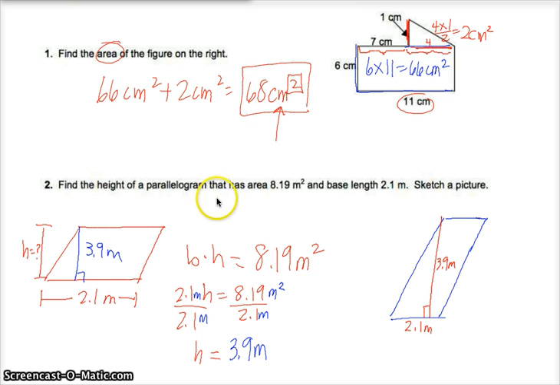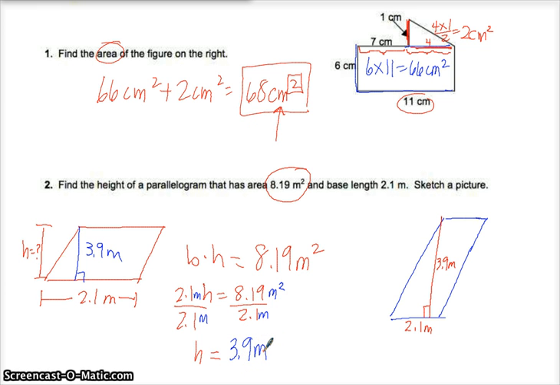Okay, it says the height of a parallelogram needs to be found. We know there's an area of 8.19 meters squared. We know the formula is base times height equals 8.19 meters squared. Well, the base length is 2.1. So I substitute that in for b. I divide 8.19 by 2.1 and get 3.9 meters.